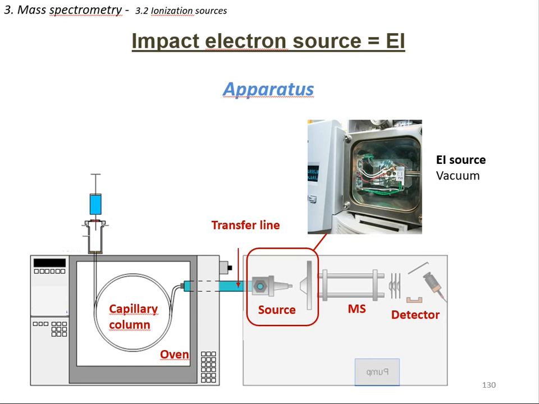So here is how it works. You have your GC with the oven, inside the oven a capillary column, and the injector on one hand on the left, and the column connected to a transfer line toward the mass spectrometer on the other side. And in between you have the electron impact source, which is under strong vacuum.